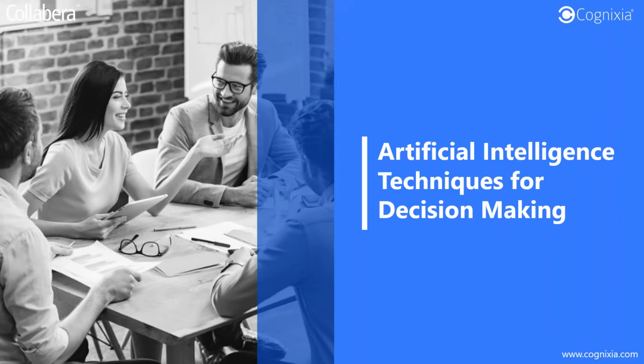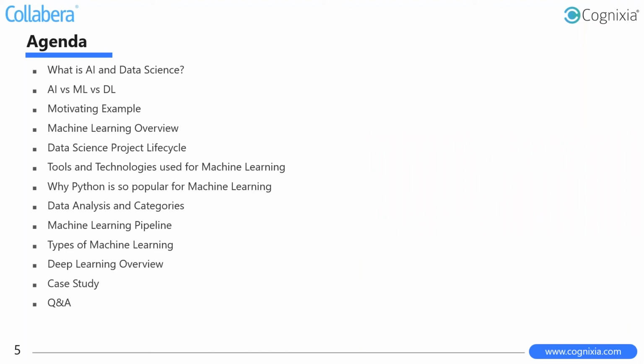Okay, so let's quickly get into the agenda for today. I will walk you through what is AI and data science. I'll ensure that you at least learn those jargons like AI, ML, DL, which you often hear about, right? And I will try to put one example for the motivation perspective. Then we'll go over the machine learning overview. Then I'll show you how the project lifecycle happens for data science, and what tools and technologies are used for machine learning, and why we should be using the language of choice, mainly Python.